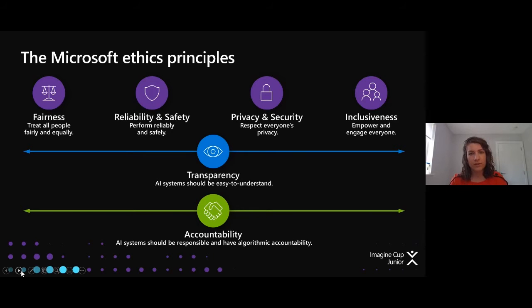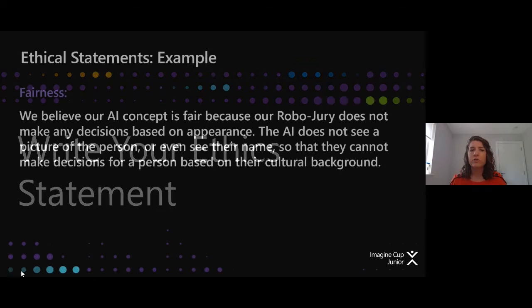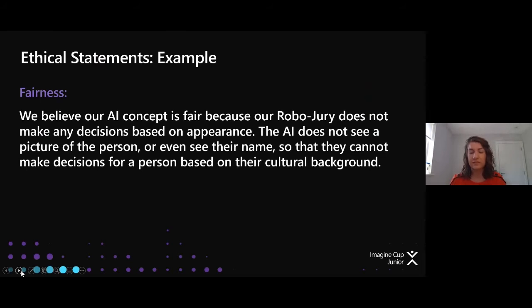So there are principles. So when you have them, hopefully you have a grip of them now, what you could do is just make sure when you go back to your project, and you can pause now if you want with the webinar, you could go and write your ethical statements, which would basically be, say, we believe our AI concept is whatever it is, so fair, reliable, safe, whatever word, and because. So there's just an example on the screen there for fairness, okay?